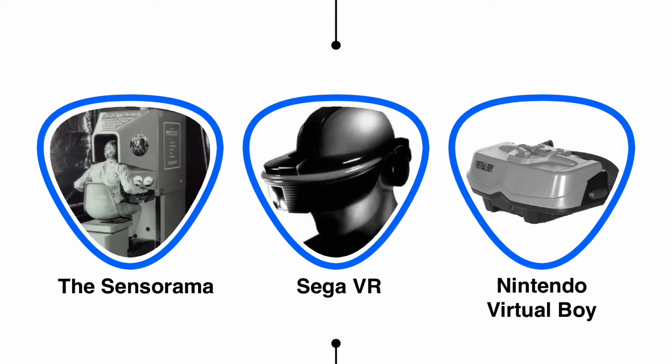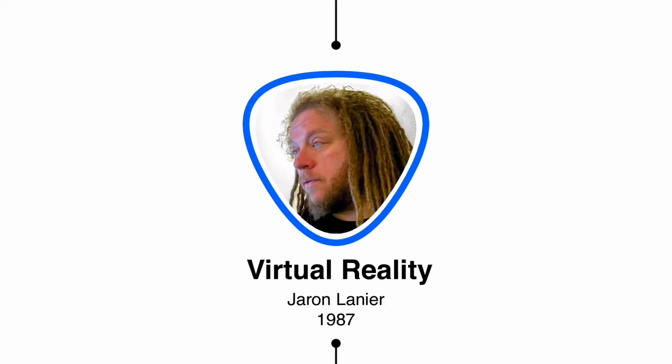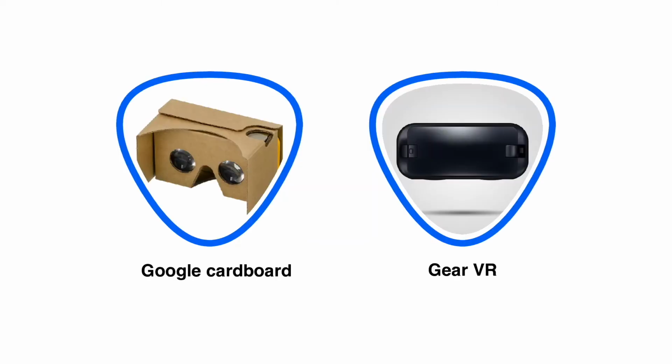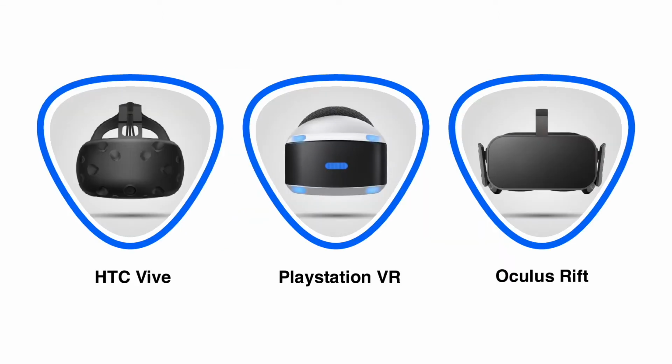For the next several decades, we got things like the Sensorama, the Ultimate Display, NASA's Virtual Visual Environment Display, Sega VR, and the Nintendo Virtual Boy. Finally, in 1987, Jaron Lanier invented the term virtual reality. And since then, we've had things like Google Cardboard, Google Daydream, and the Samsung Gear VR, all of which are very basic but affordable. Then we got the Oculus Rift, the HTC Vive, and the PlayStation VR that gives us a rich experience, but with an expensive price tag.